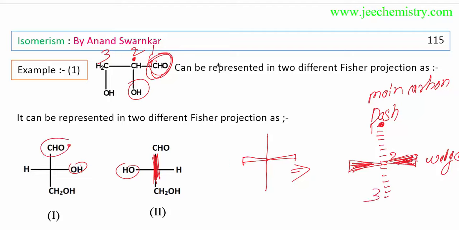So in this position the most oxidized group will be put in the first position. We generally use this particular vertical line as a carbon chain, but not always. I want to focus on the main point: we generally use this vertical line as a carbon chain, but not always. So this must be remembered.